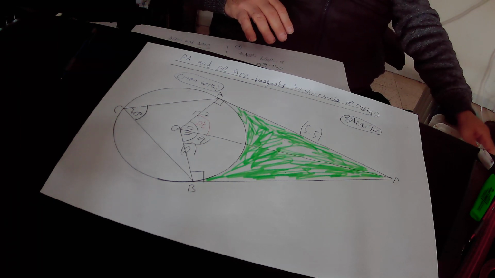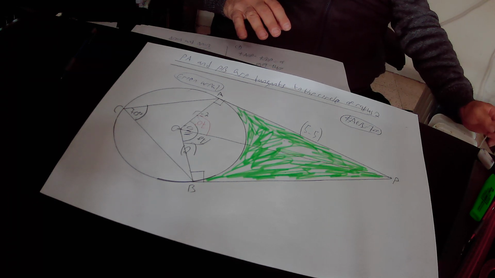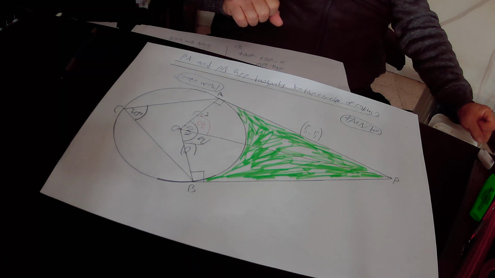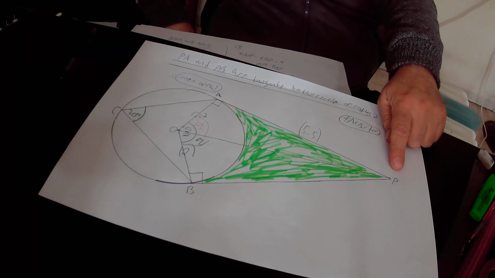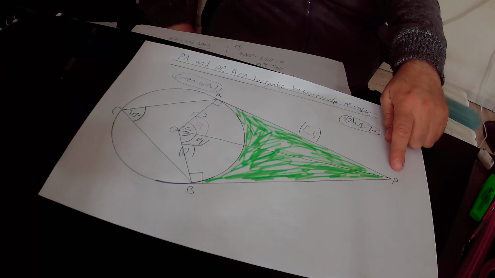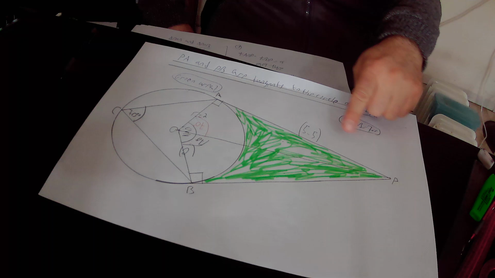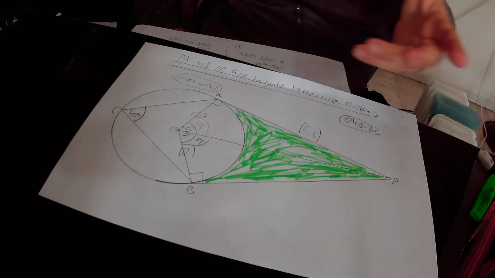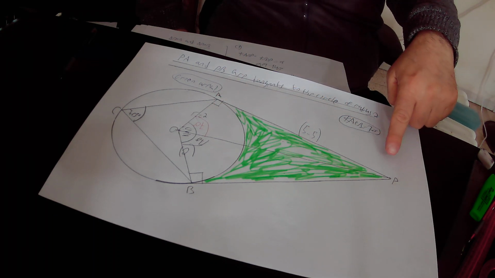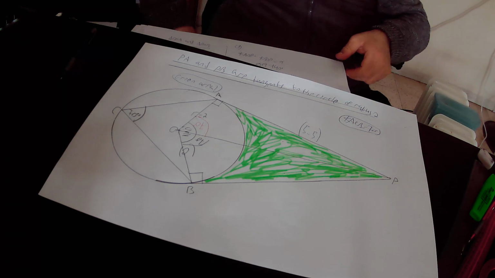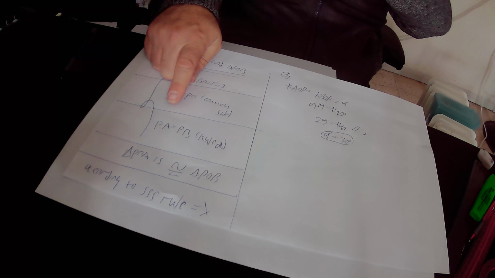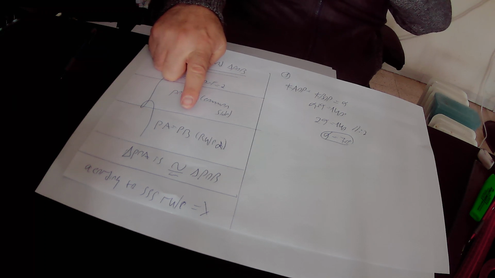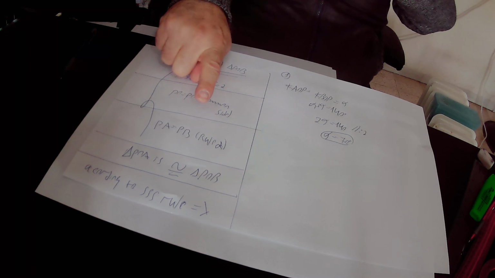According to rule 2, the lengths of two tangents from a common external point to a circle are equal. So we have here the common external point P. From the common external point P, we have two tangents to this circle, tangent PA and tangent PB. And according to rule 2, they are equal to each other. That is to say, PA equals PB. Repeat again, PA of the right triangle AOP equals side PB of the right triangle POB according to rule 2.